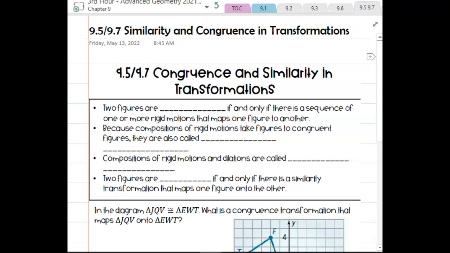Okay, so what we're going to talk about today is congruence and similarity in transformations. So far we've talked about 4 transformations. We did translations, just moving an image. Reflections, kind of flipping it. Rotations, rotating it. And then dilations, yesterday, which makes them bigger or smaller.